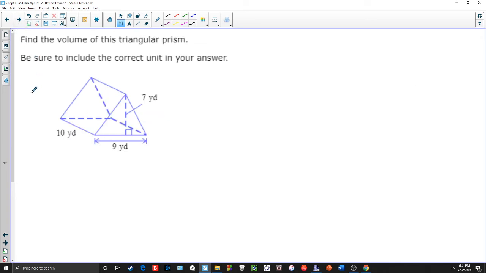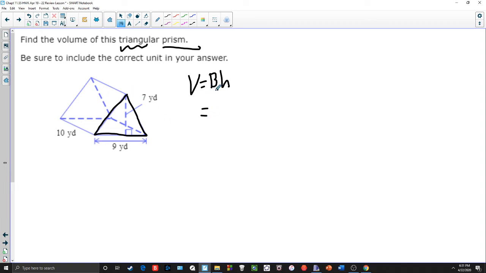Speaking of triangulars, this is a triangular prism. Now, for a prism, it's almost the same thing as a pyramid, except you don't divide by 3, right? Prisms are not divided by 3. It's just area of the base shape times the height. Well, my base shape here is a triangle. So this triangle would be one of my bases. The other one would be the one in back, but this one's labeled, so I'm going to use that one.